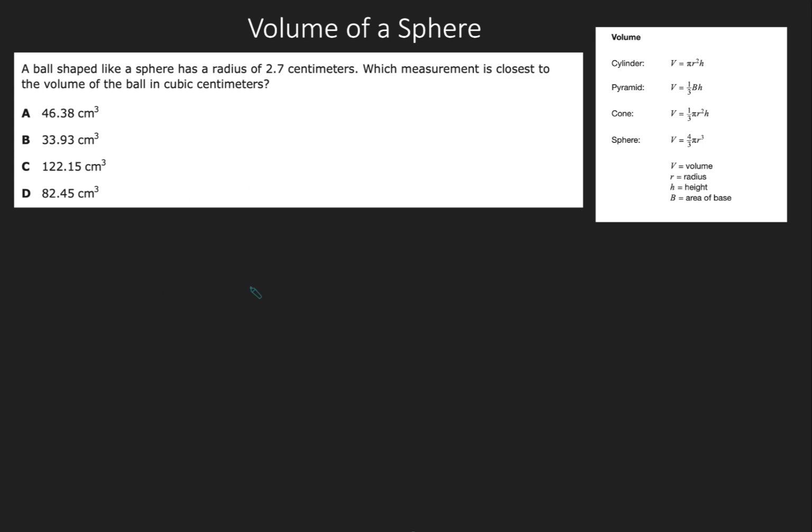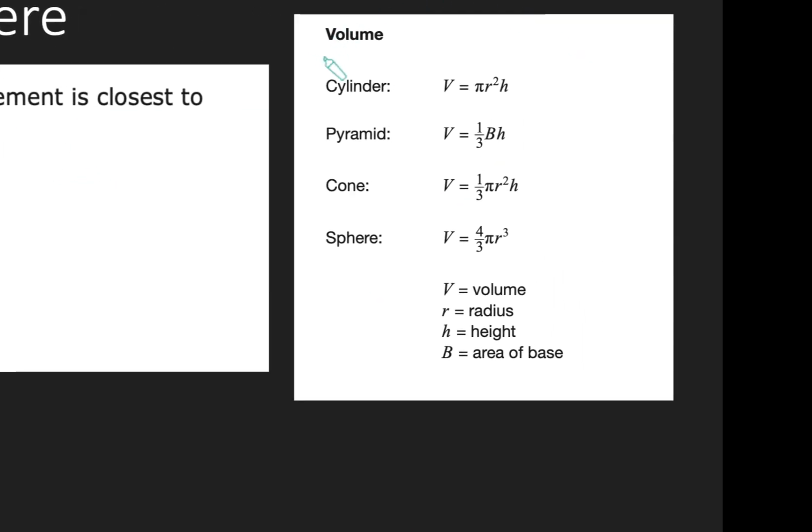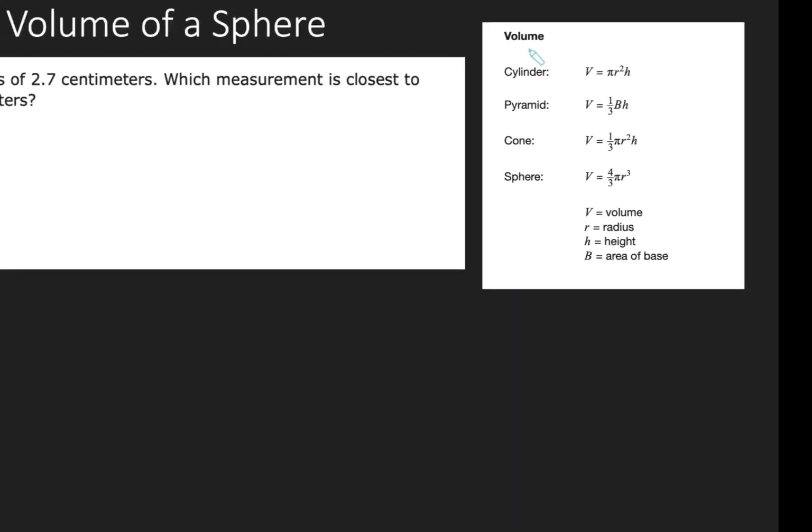Let's begin. Our question states, a ball shaped like a sphere has a radius of 2.7 centimeters. Which measurement is closest to the volume of the ball in cubic centimeters? Now, once you've read your problem and you see the word volume, that is your clue that you need your reference sheet. When you go to your reference sheet, you're going to look for volume.